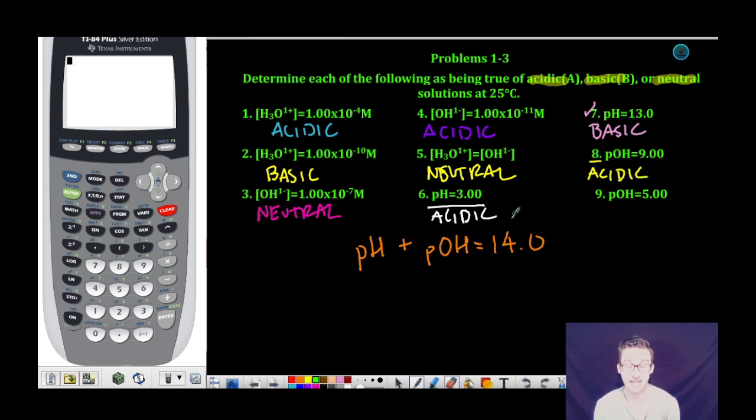As we look at question 9, now we're given pOH of 5. Again, the sum of pH plus pOH is going to equal 14. So we get a pH value of 9. So in this case, we'll end up with a basic solution.